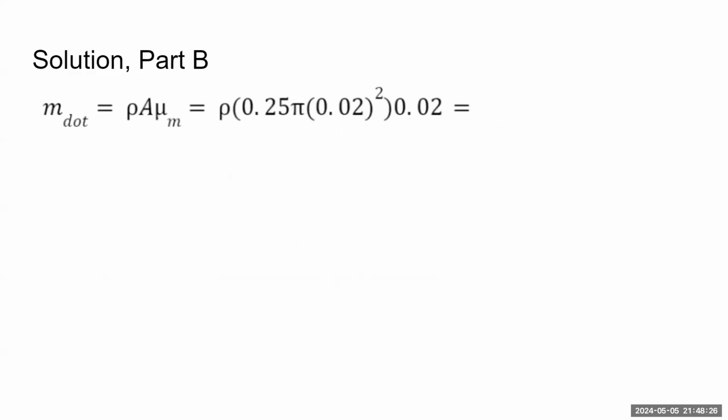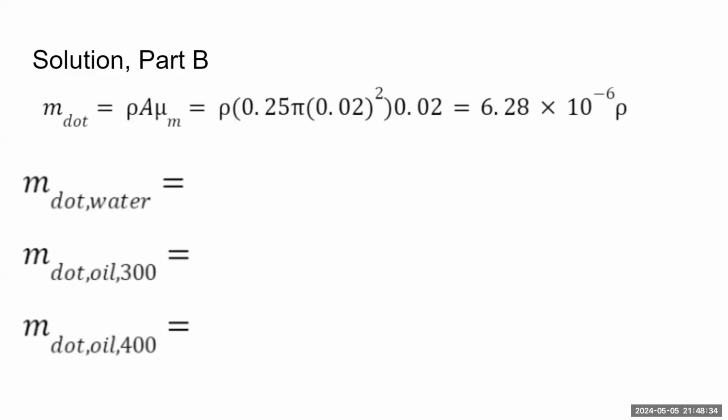Now we can move on to the second part of the problem. So we're going to rearrange our equation for mean velocity to solve for m dot. Plugging in our constants, we're going to get an equation based on only each fluid's density once again. And again, we'll solve in parallel.